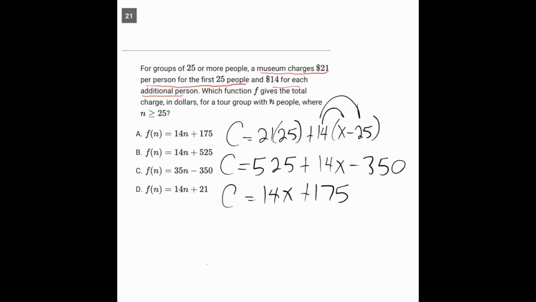In this question, they didn't use x, they used n, but it's the same idea. 14n plus 175, and that is answer choice A.